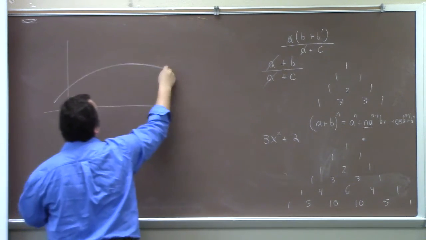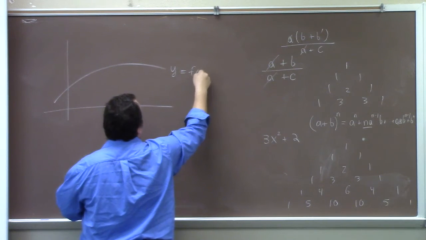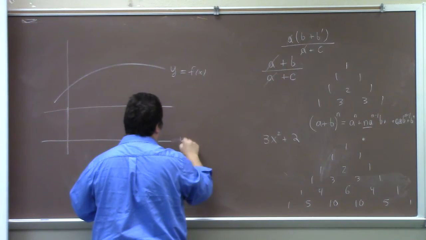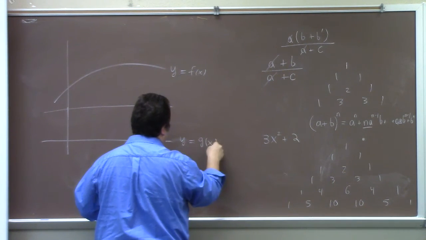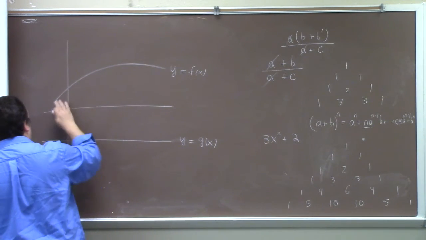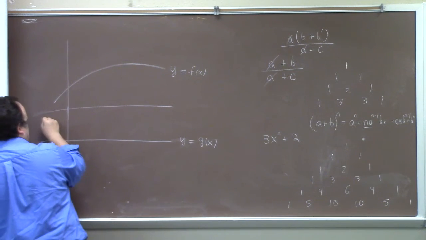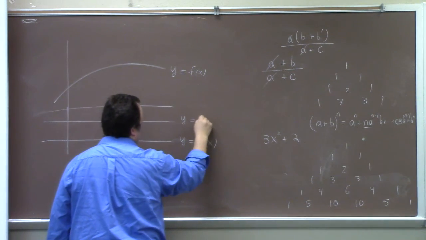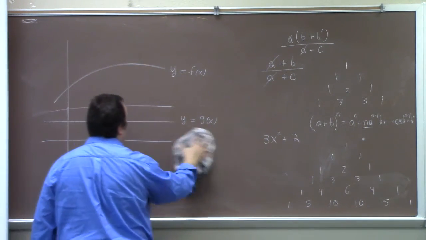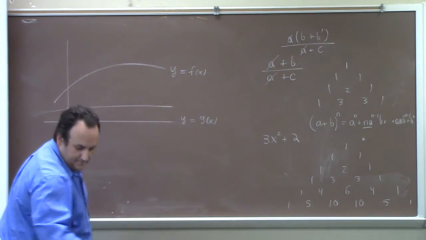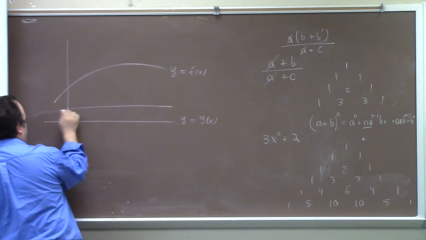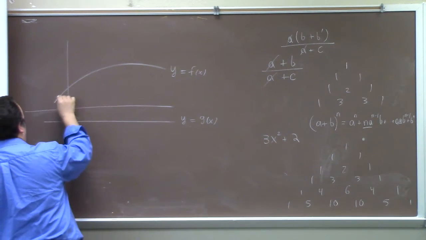See here, suppose this is y equals f of x, and I'll make g of x very boring. Let me make it up here actually, y equals g of x. So I'll make g of x the constant function, and let's make it equal to -1. All right. And let's see here.